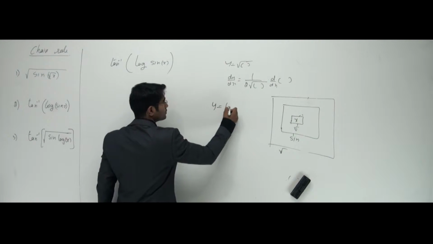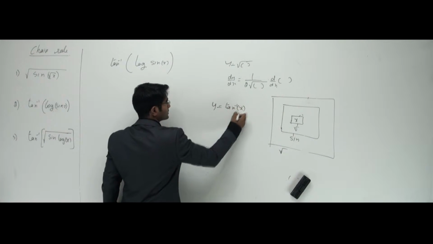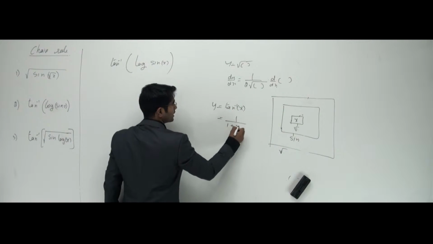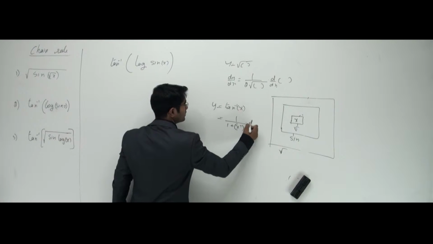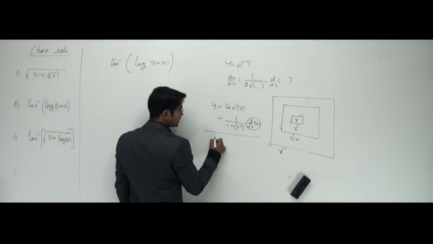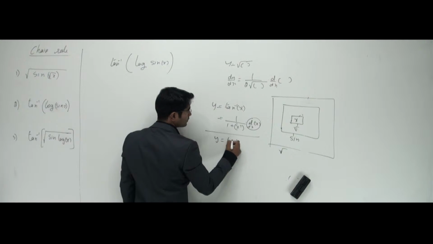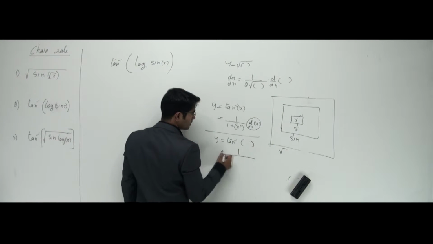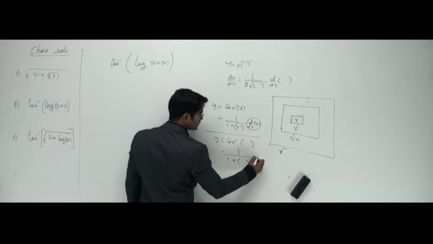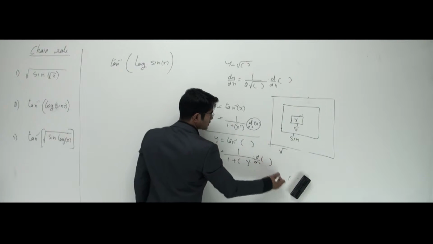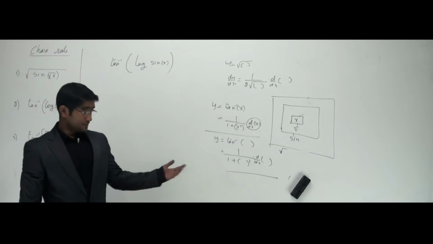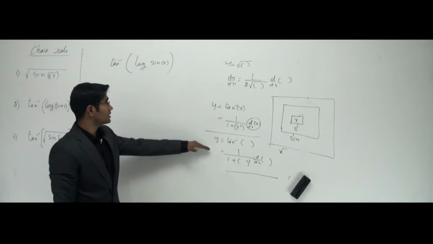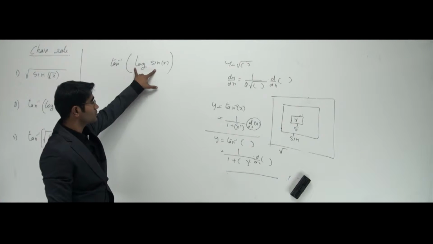If y is equal to tan inverse of x, that goes like 1 by 1 plus x squared into d by dx of x, which we don't write. If I have to write it more generally, y is equal to tan inverse of a function, it goes like 1 by 1 plus the function squared into d by dx of that function. This is what we learned, right? Cool. Come back. Apply this here. Instead of x, I have this whole stuff.